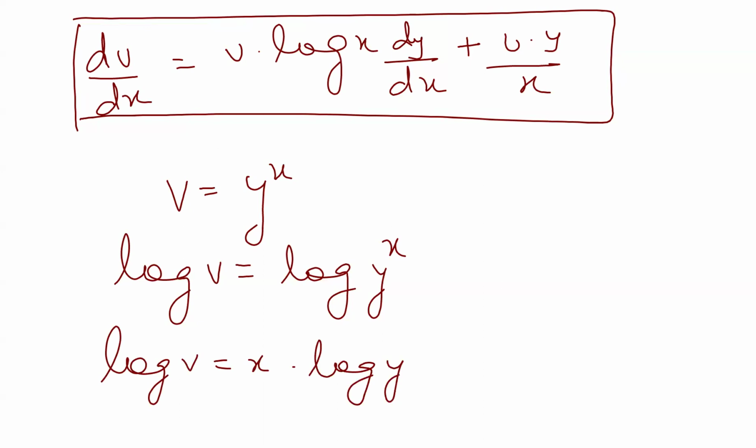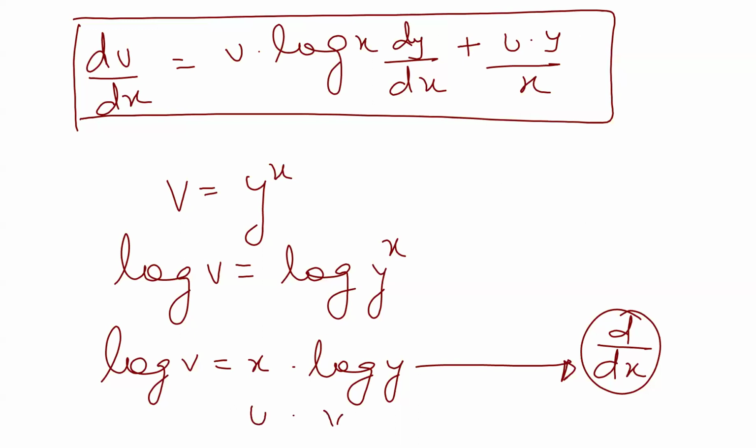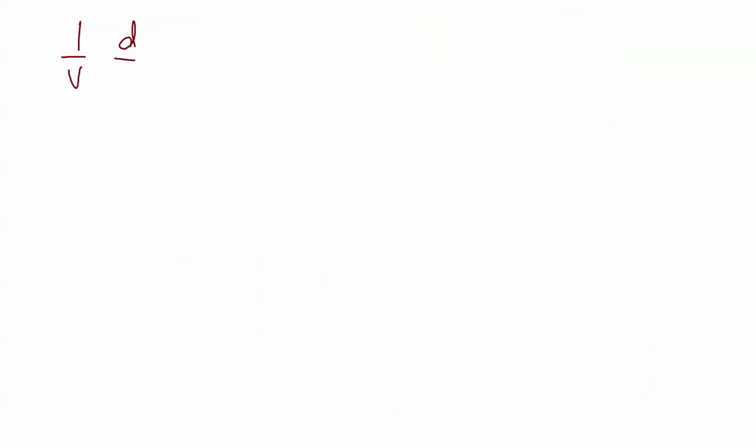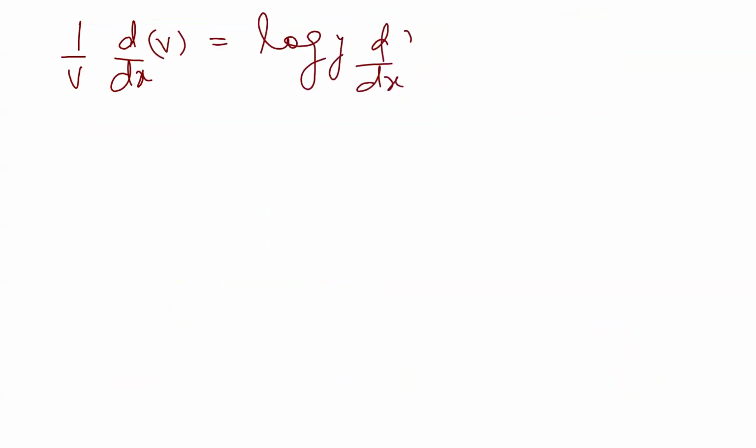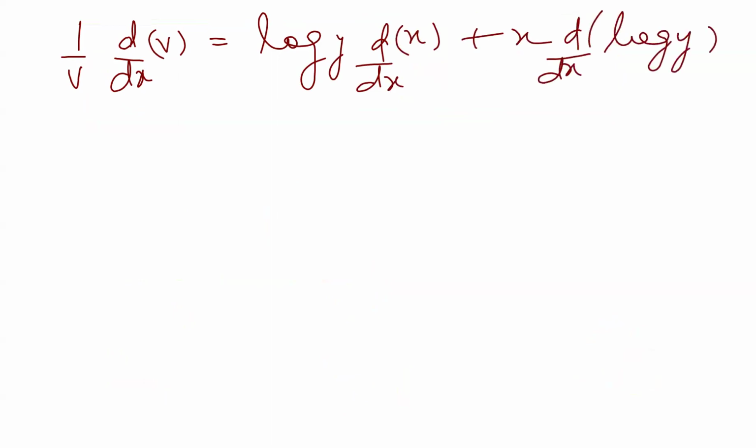Log v is equal to x log y. Now differentiate this with respect to x. The left hand side will be 1 upon v d by dx of v. The right hand side will be a product: log y d by dx of x plus x d by dx of log y.